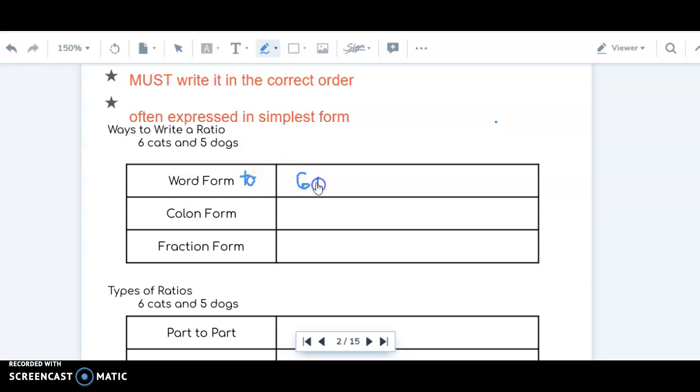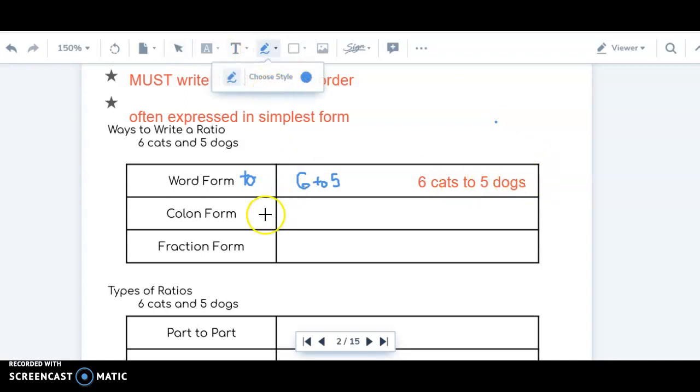6 to 5, okay? And I can also write this with the labels too. So 6 cats to 5 dogs, all right?